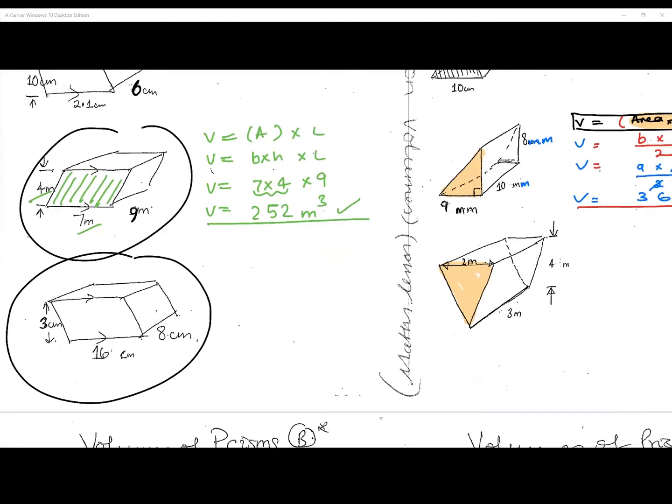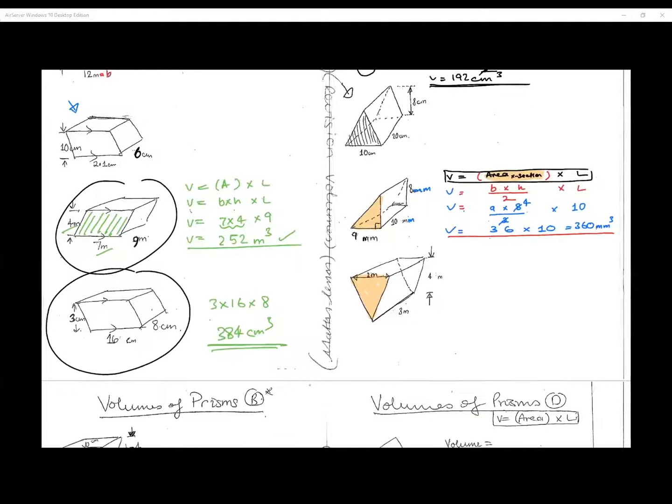Done. The next one, I'm going to skip straight to the answer part. 3 times 16 times 8. We know how to do it now, but you have to make sure that you do all the full working out. Sorry folks, that's an error. Give me a second. 3 times 16 times 8 gives you 384. 384 centimeters cubed, done. Fantastic.